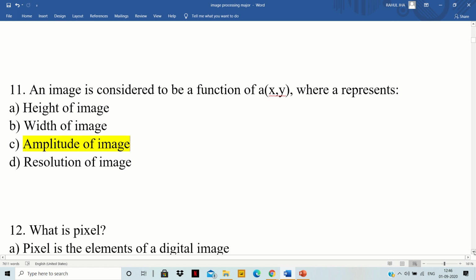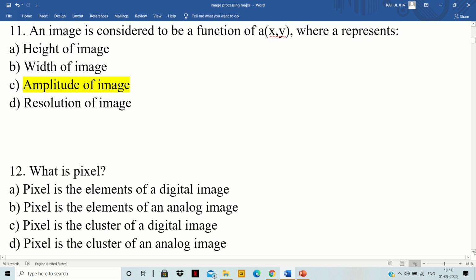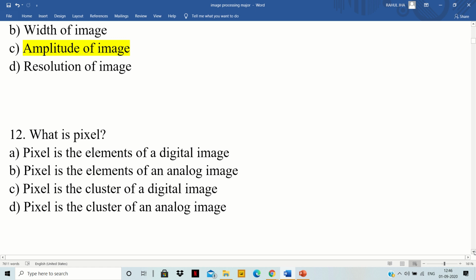Next question. What is a pixel? A, pixel is the element of a digital image. B, pixel is the element of an analog image. C, pixel is the cluster of a digital image. Or D, pixel is the cluster of an analog image. So a pixel is always the element of a digital image. So the right answer will be A. Pixel is the element of a digital image.